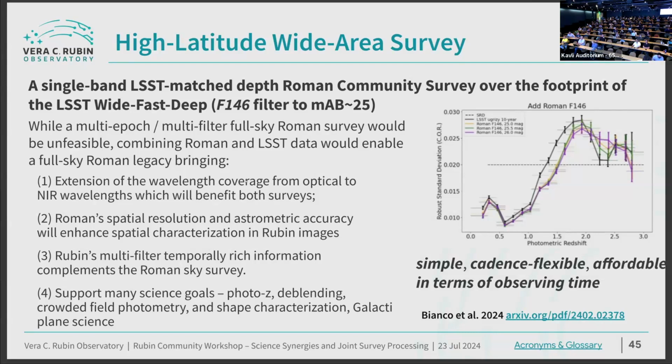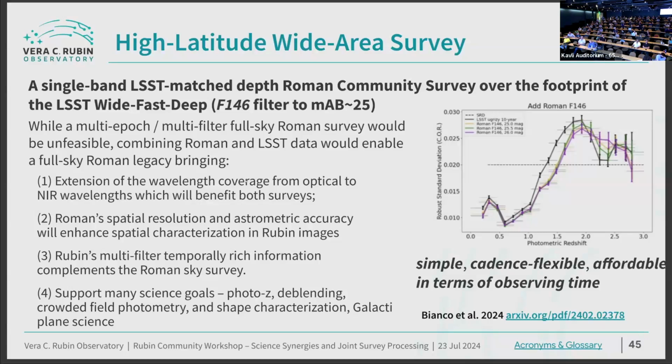So filter F146, to a depth of about 25, was what we found to be optimal. Whilst it would be very nice to do a multi-epoch, multi-filter full sky Roman survey, this would take far too long. We estimate that to cover the LSST wide fast deep footprint in just one filter would probably take about 4 months. But still, this would be a very useful, simple, affordable in terms of observing time, general purpose survey that could serve a large number of science goals.